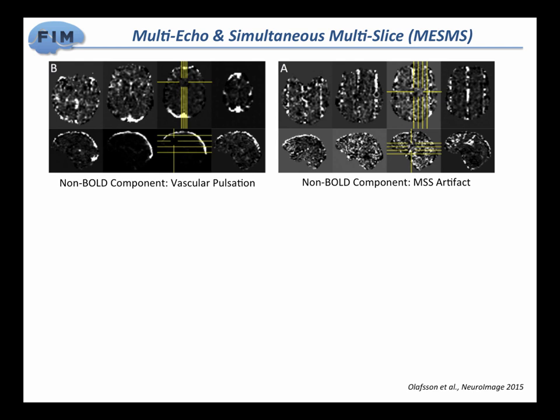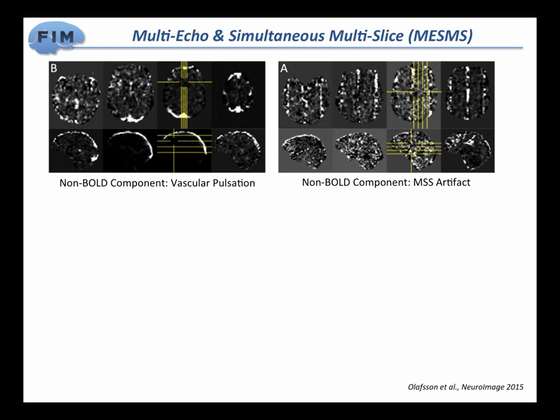So now if you want to use the latest thing available, there is no need to do multiband on one side and multi-echo on the other one. You can just put it all together. There are a few sequences out there that allow you to do multi-echo, multiband, and that way you get the best of both worlds.